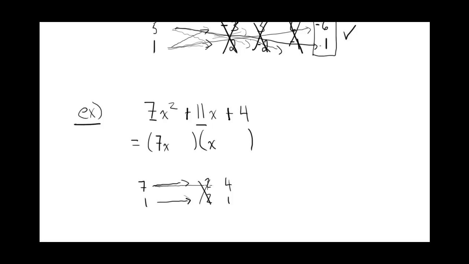How about this? 7 times 4, 28. 1 times 1, 1 doesn't add. So hopefully this diagonal will work. 7 times 1 is 7. 1 times 4 is 4. If I add those together, I get 11. So that worked. So it's 7 times 1. So 7, I'll put the 1 in the opposite bracket, and 1 times 4.